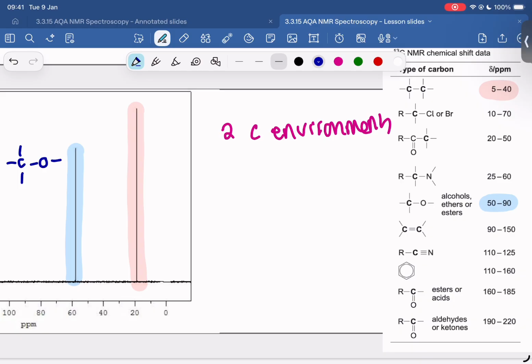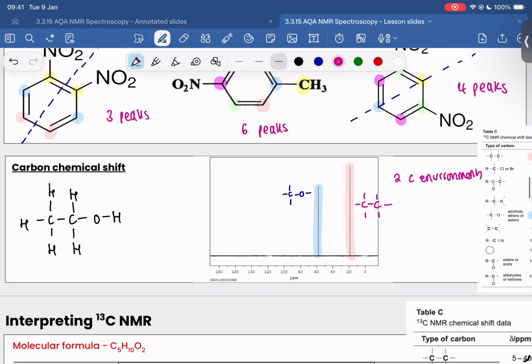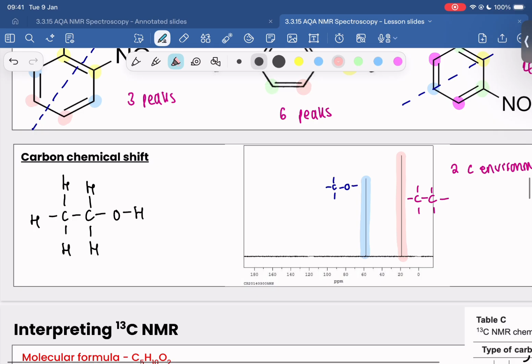It can't be attached to a C double bond O or anything like that. So we know that therefore is going to be a C single bond C peak, and therefore I can highlight that this peak, the blue peak, is referring to this carbon, and the pink peak is referring to this carbon. I hope that makes sense. Is the ethanol already given in the question? Yeah, in this particular example, it was already given in the question.